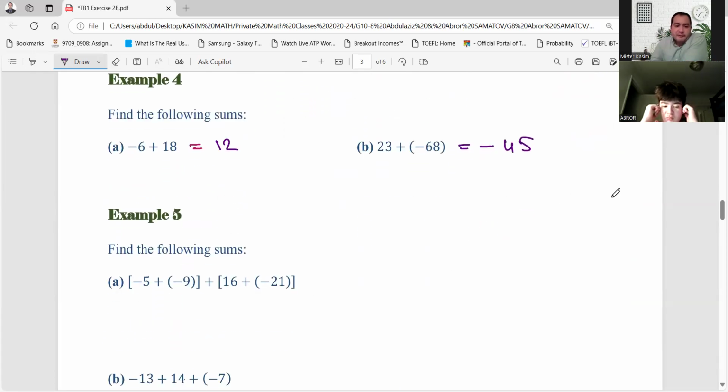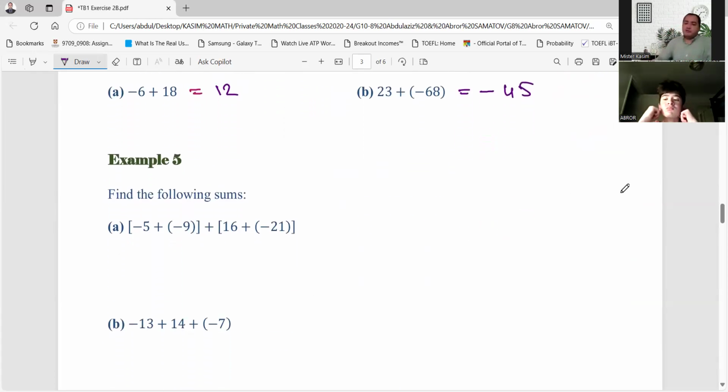Okay. And if you are given more expressions, you should start with the innermost parenthesis and simplify. For example, first, let's do this one. What is -5 plus -9? -14. Okay, we are done now.